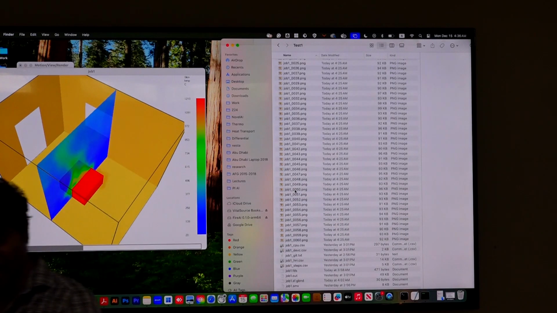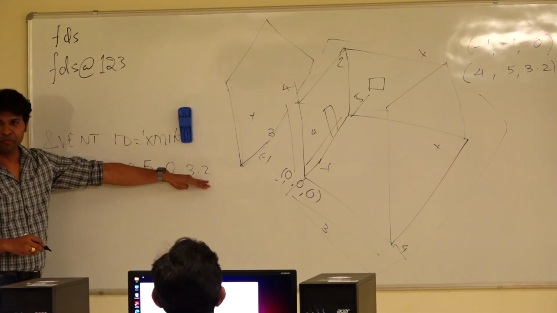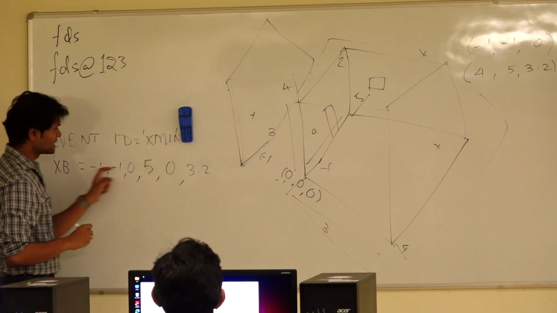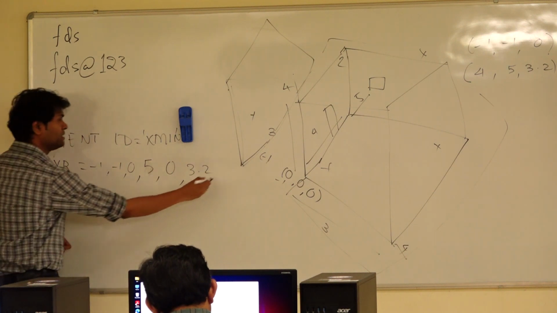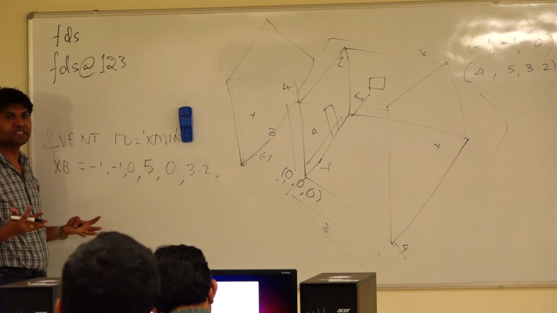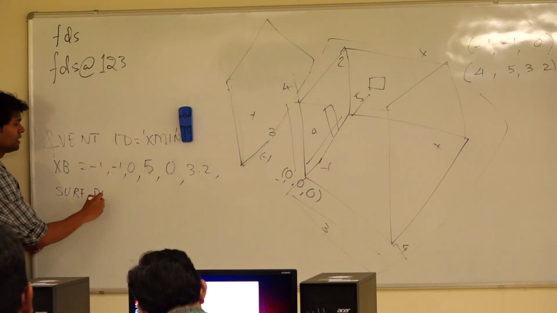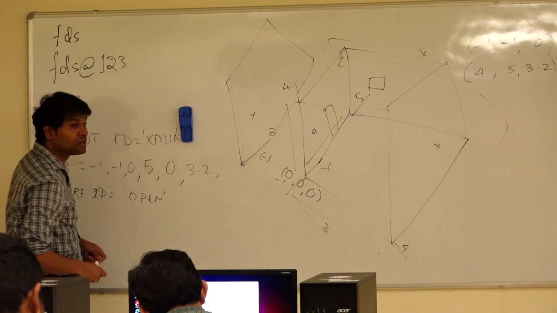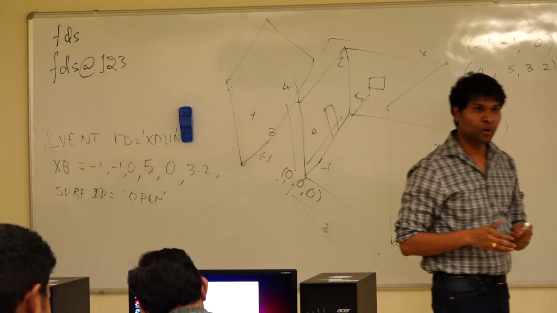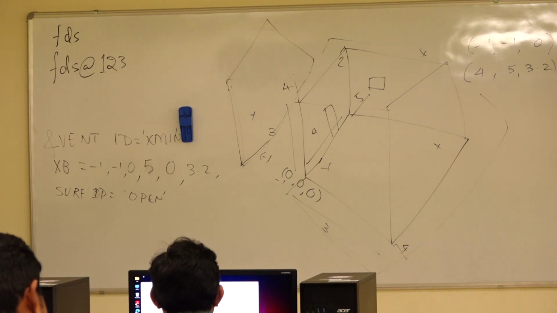Alright. So now, x1, x2, y1, y2, z1, z2. And so that is your main. Are you with me? Then you need to define basically what type of surface it is. So you are going to define that SURF_ID is equal to OPEN, so FDS will know that it's an open boundary condition. Okay? So start typing. It should look like this.